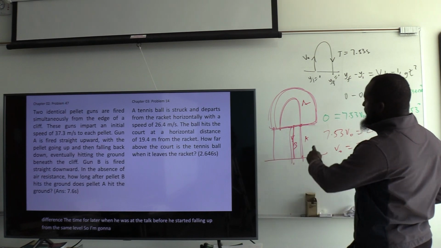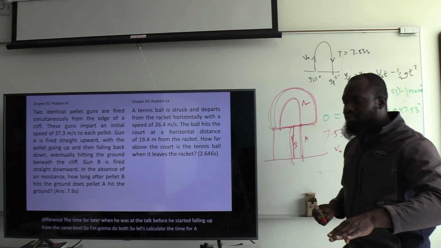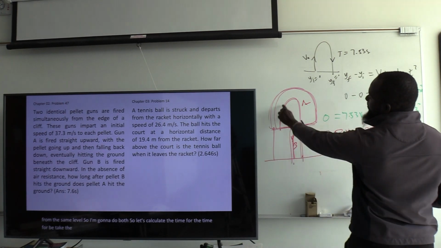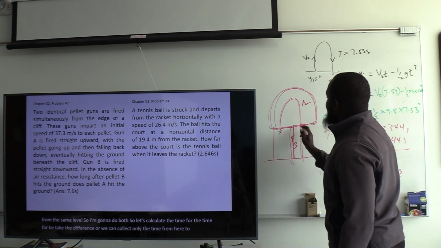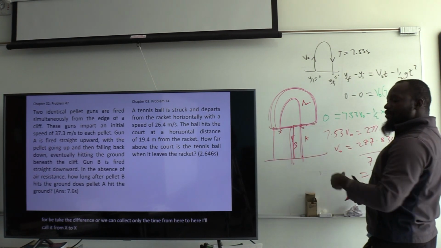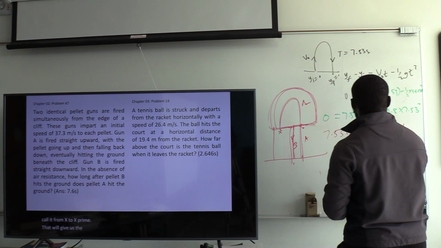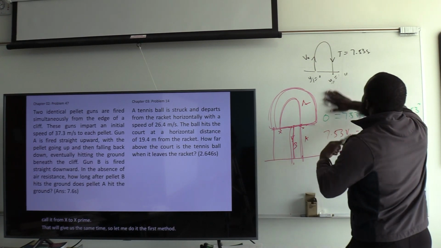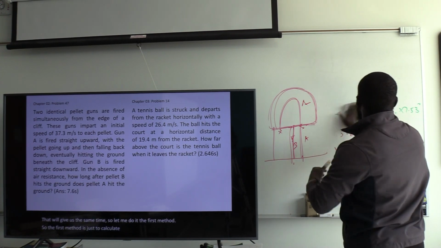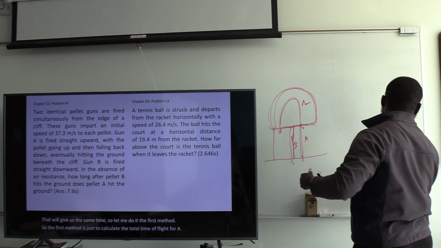So let's calculate the time for A, the time for B, and take the difference. Or we calculate only the time from here to here. I'll call it from X to X prime. That will give us the same time. So let me do the first method. The first method is just to calculate the total time of flight for A.